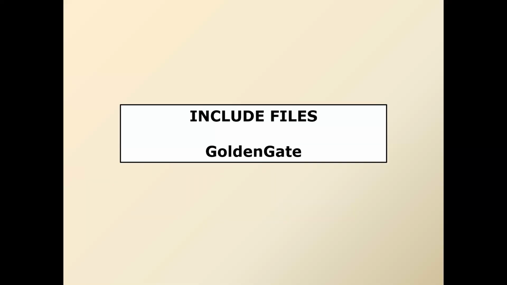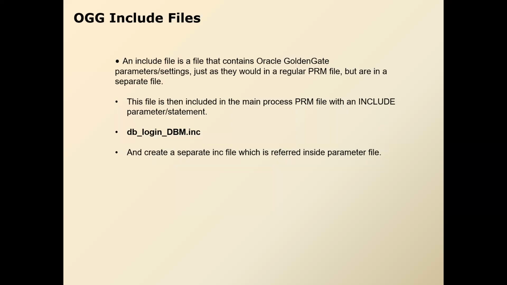Thank you. Let us now discuss include files in the Oracle GoldenGate environment. An include file is a file that contains Oracle GoldenGate parameter settings just as they would be in a regular parameter file, but in a separate file. This file is then included in the main process PRM or parameter file with an include parameter statement. So you can include a parameter file inside a main parameter file using this include statement.